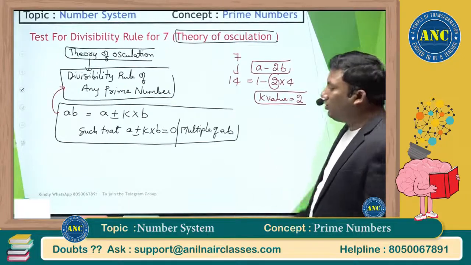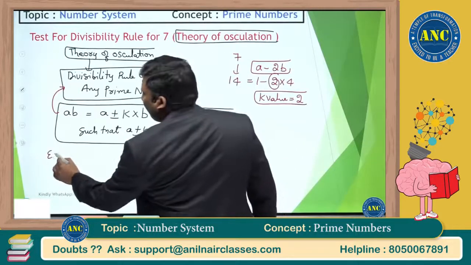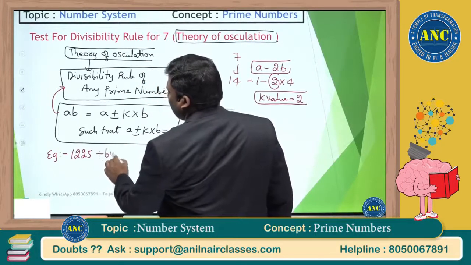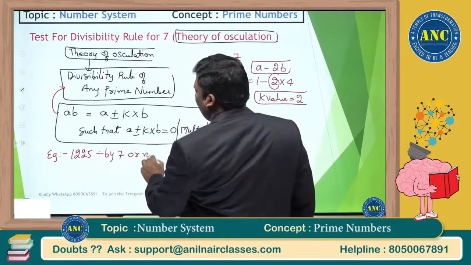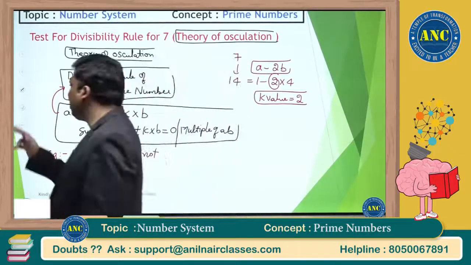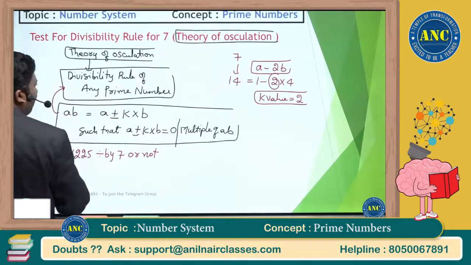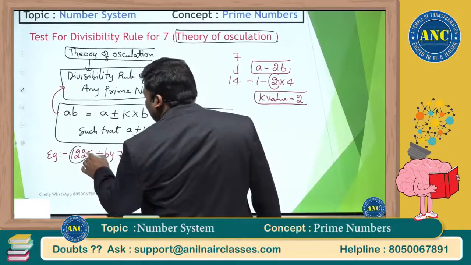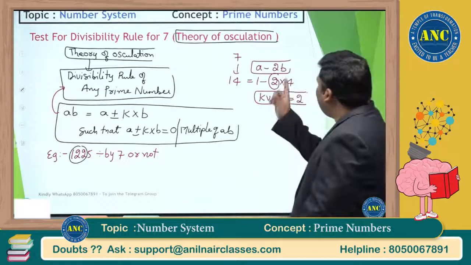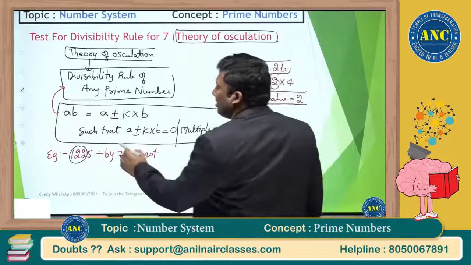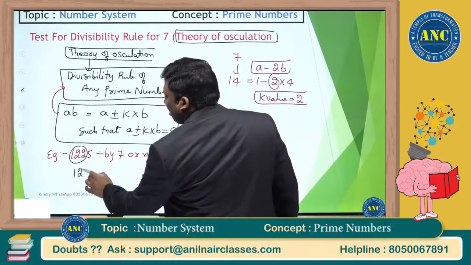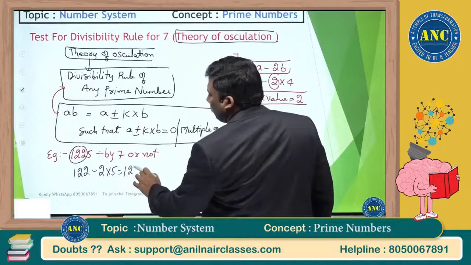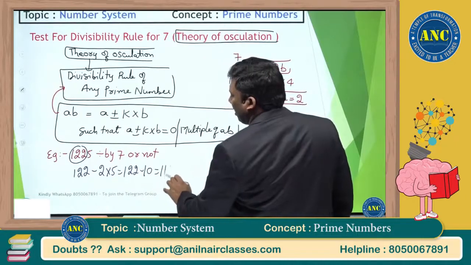So how is it useful? For example, I need to check whether 1225 is divisible by 7 or not. A minus 2B. Other than the unit digit, call all the rest of the digits A. B is nothing but the unit digit. A minus 2B: 122 minus 2 into 5. 122 minus 10, which is 112.